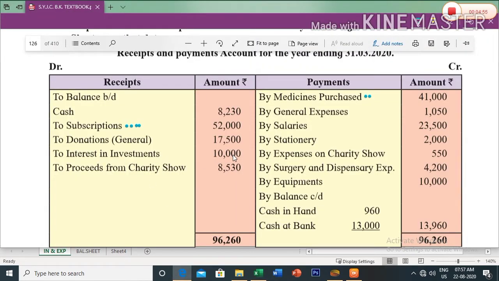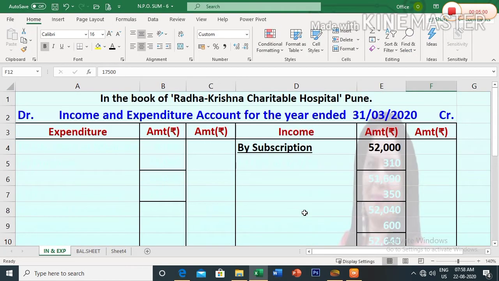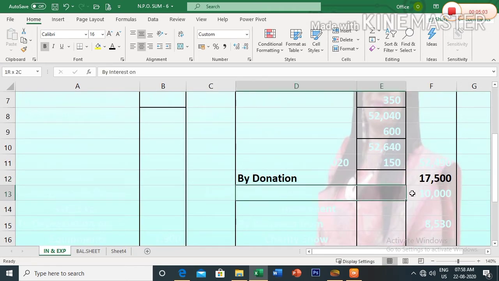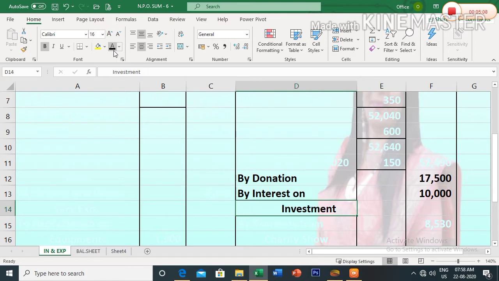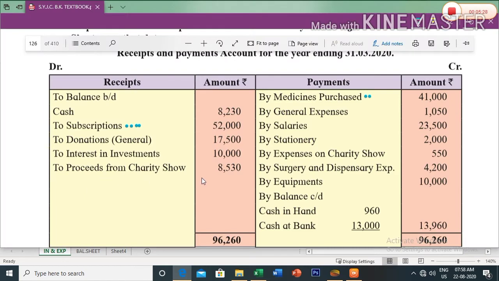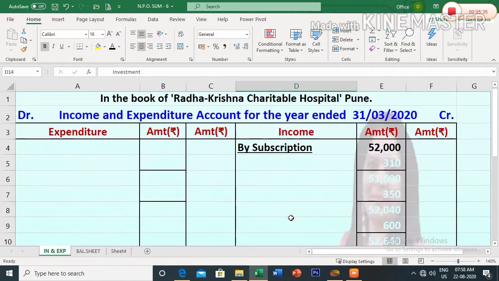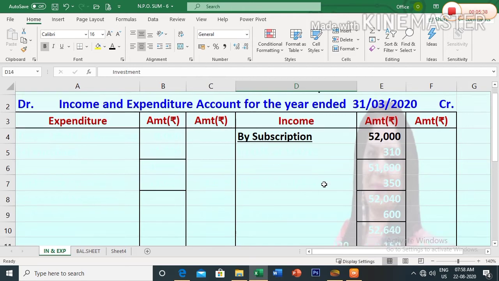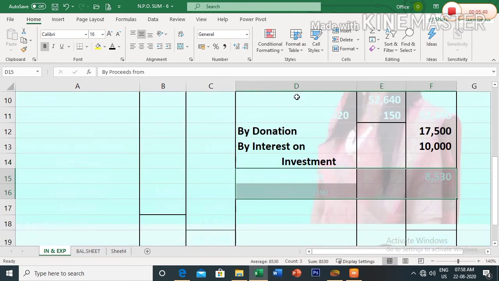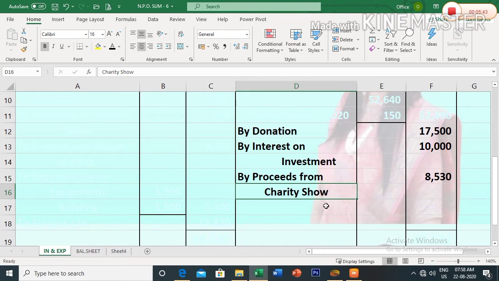Interest on investment 10%. Interest on investment will be recorded in income and expenditure account, income side after donation. Write down by interest on investment 10,000. Proceeds from charity show 8,530. This will be recorded in the income side in income and expenditure account. So in income and expenditure account credit side we will record by proceeds from charity show 8,530.